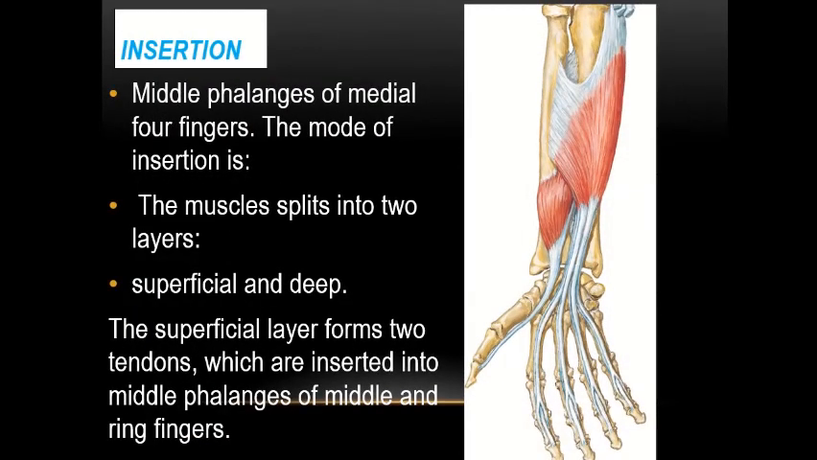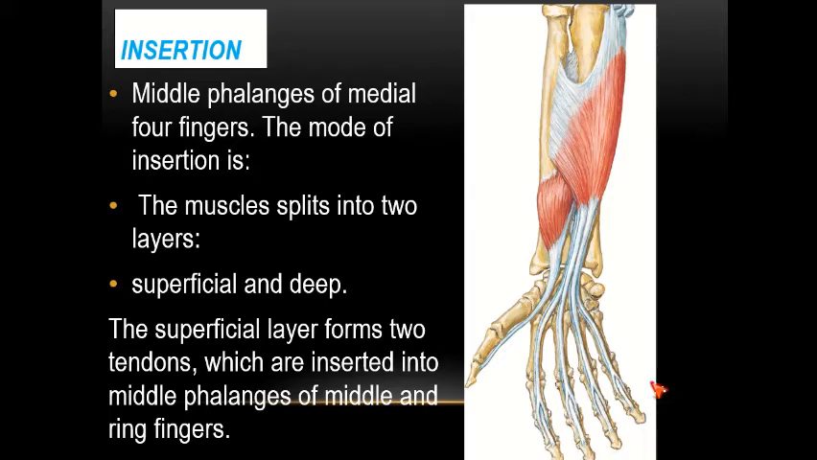Then the insertion is the middle phalanges of the medial four fingers. Flexor digitorum superficialis is getting inserted to the middle phalanx of the medial four fingers, means second, that is index, third is middle, fourth is ring, and fifth is little. These four digits, four phalanges, give insertion to flexor digitorum superficialis, the middle phalanx of second, third, fourth, and fifth.